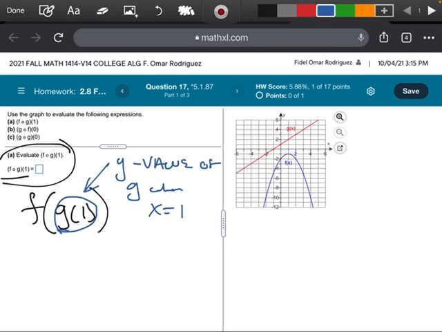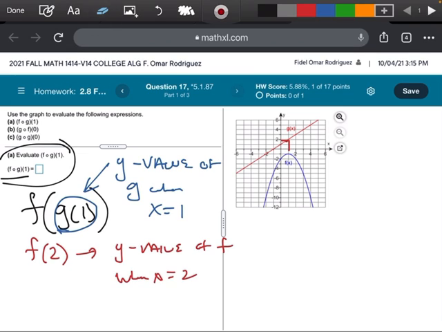So g is the red graph. So when x equals 1, which is right here, I'm going to go up, and the y value we hit is 2. So this is telling me f of 2. Now what this means is now I want the y value of f when x equals 2. So what I'm going to do now is when x equals 2, which is right there, I'm going to go down until I hit f, and that's going to be negative 2. So f of 2 equals negative 2. So my answer for the first part is going to be negative 2.